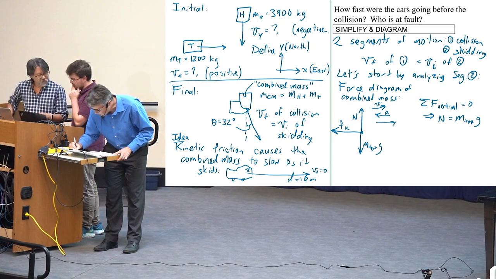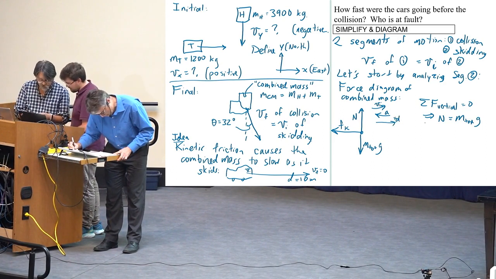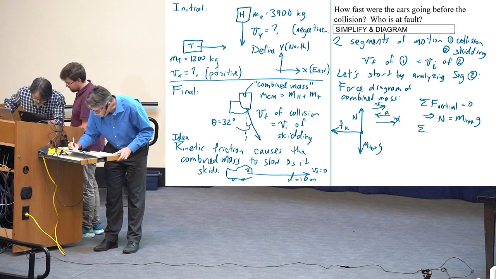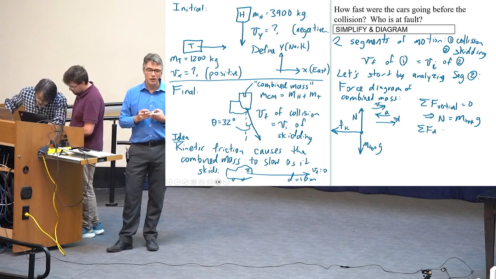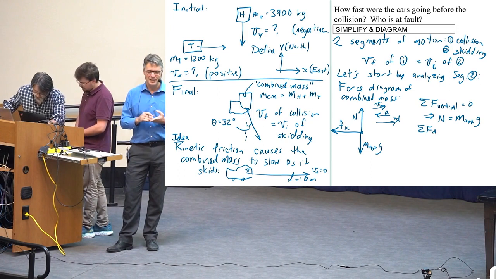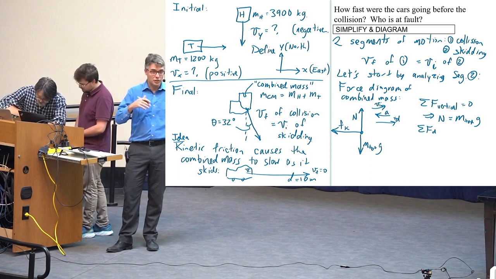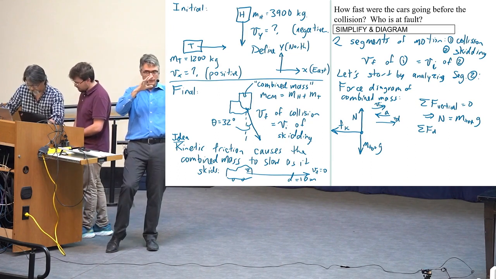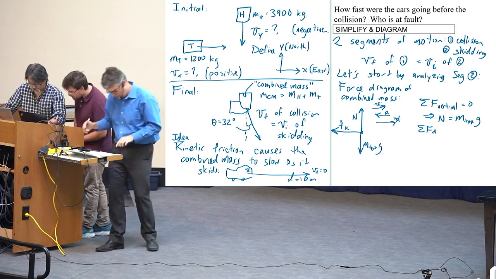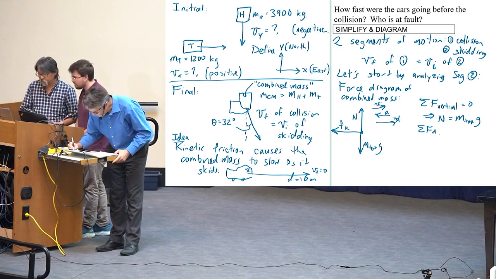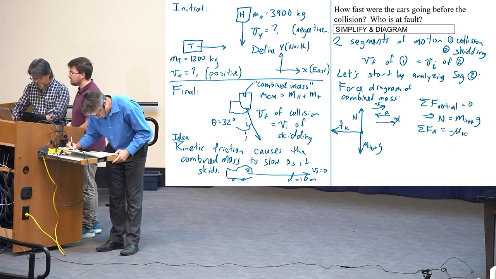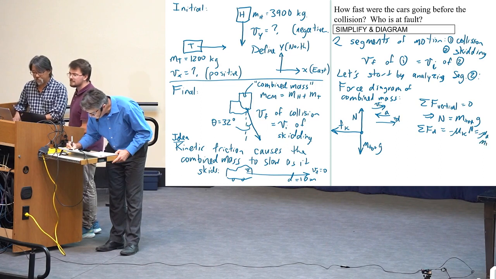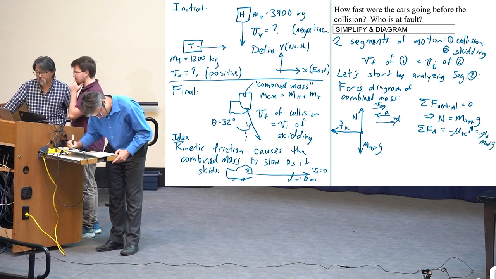If we call this the d direction, plus d, then the sum of forces in the d direction, it's a little weird because I defined y to be north and x to be plus when I was thinking about the collision, but now what I'm doing is looking at this from the side just to get this skidding part. So the variables are a bit messed up here.